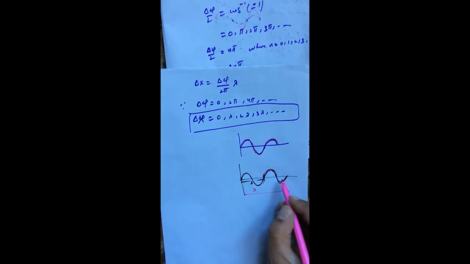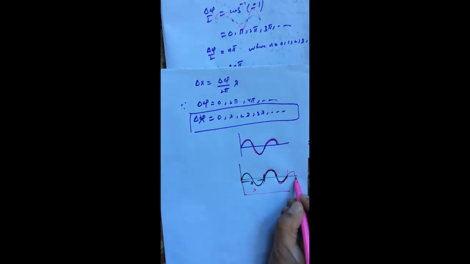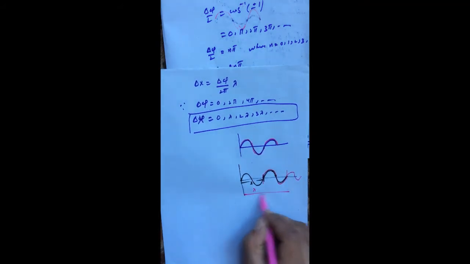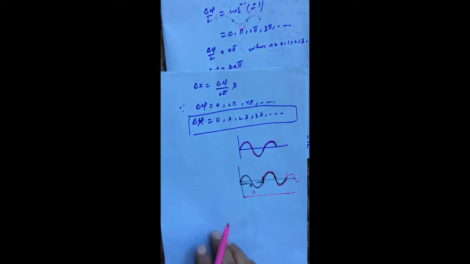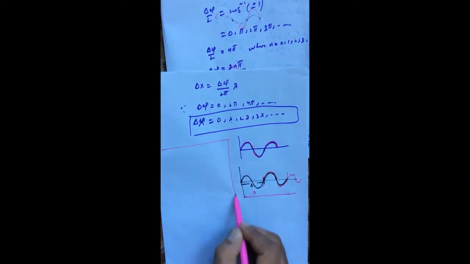So again we get a constructive interference from this one. If we have 2 lambda, then this wave will start from here. If we have 4 lambda, then it will start away from there. So this is basically the path difference. If the path difference is either 0, lambda, 2 lambda, 3 lambda, then we have constructive interference. Now we will move towards destructive interference.